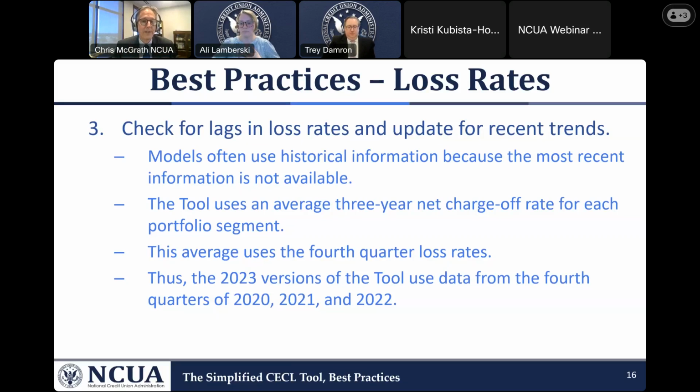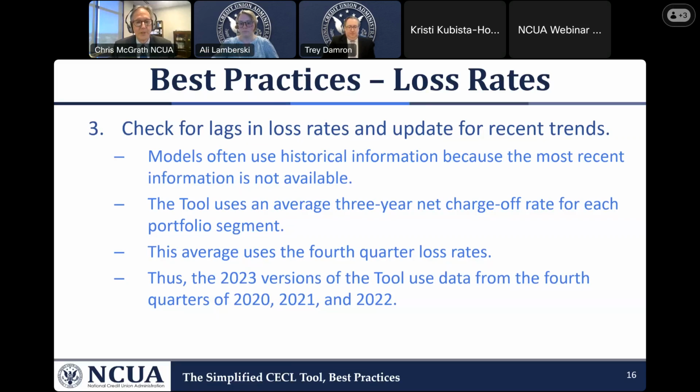So while the WARM factors are updated quarterly, the average 3-year net charge-off rates are updated annually. This happens with the March version of the tool. Thus, the loss rates for the December 2023 tool are a year old. Please assess your current loss rates, your current loss trends, and make appropriate qualitative adjustments. For instance, if your delinquencies are trending higher, this infers increased losses to reserve for.